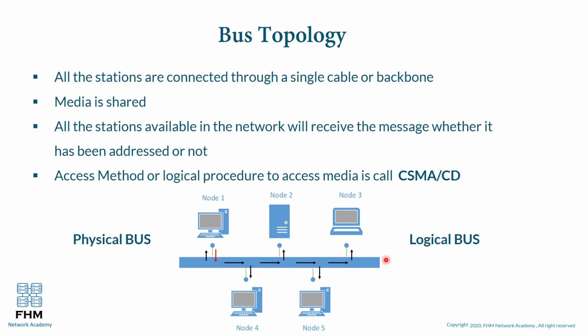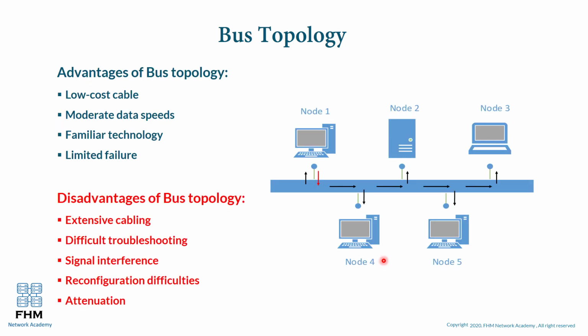There are two alternative ways of handling the problems that occur when two nodes send a message simultaneously, which is called collision detection, which we will talk about in the next video. Let's talk about the advantages and disadvantages of the bus topology.